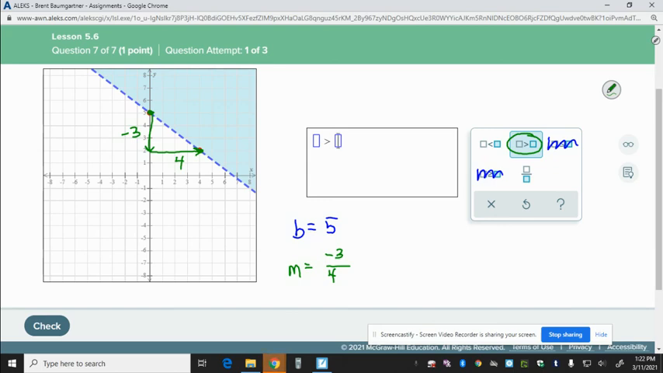So what I'm going to do is I'm going to type that information in here. And there's a fraction key and so forth. Now I'm not actually going to type it right now, but if I were to do that, I'd put y, there's the greater than symbol, negative 3/4, don't forget your x, and then my b is 5. And then you can check it.